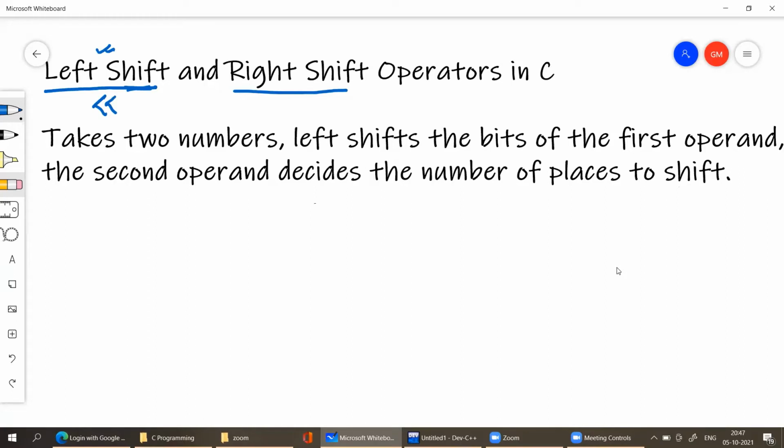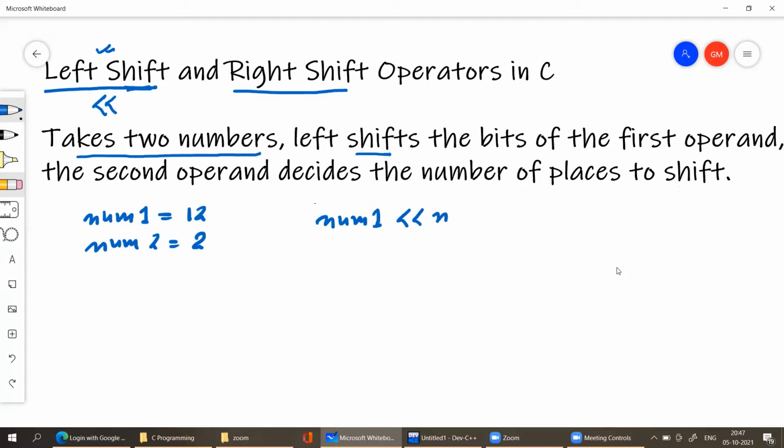So let's go with the definition. What is the left shift operator? The left shift operator takes two numbers, and then left shifts the bits of the first operand. So now I am writing num1 left shift by num2. Out of these two, which one is the first operand? This one is the first operand, and this one is the second operand.